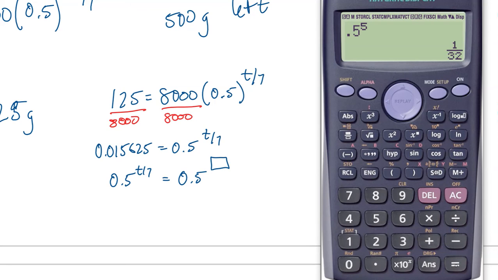How about 5? So I'm getting closer now. That kind of looks like the number I have here. How about 6? And see how it was that 1 over 64? So that might have actually been a better way to do it. But there I got the number. So it's to the 6. Therefore, t over 7 equals 6. Multiply both sides by 7. T equals 42.